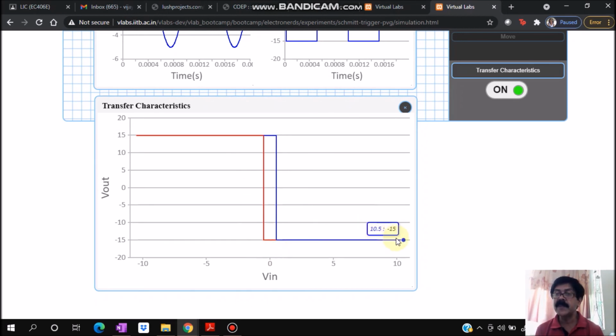Now let us say from this minus Vset, I am decreasing the voltage. Let's say at 10 volt, it remains in the minus 15 volt. At 5 volt, it remains in the minus Vset. Even at 0.5 volt, it remains in the minus Vset. When the input goes to 0 volt and then goes below minus 0.5 volt, it switches from minus Vset to plus Vset. So we observe the hysteresis in the transfer characteristics.